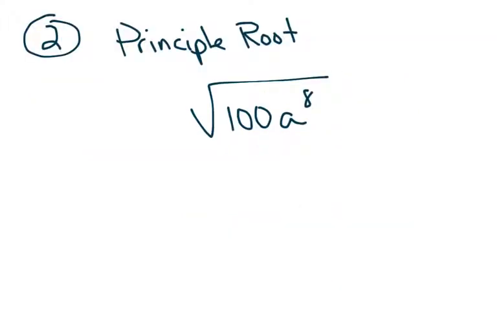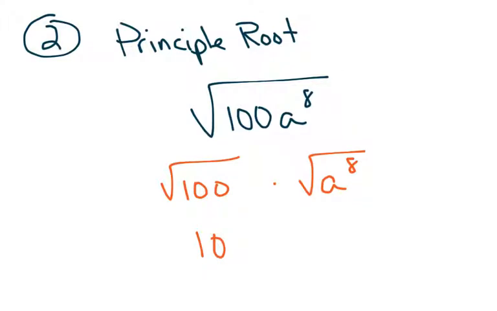When a problem says find the principal root, that means you're not using the plus or minus sign when it's an even root. So to find the square root of 100a to the 8th, one of the ways you can do it is separate this into the square root of 100 times the square root of a to the 8th. The square root of 100 is 10.